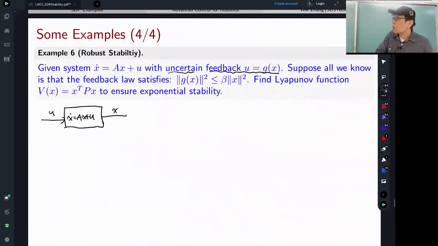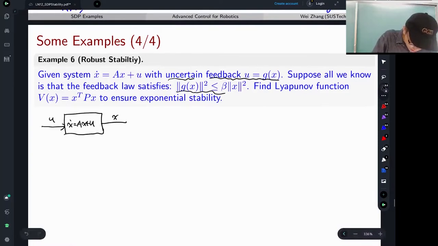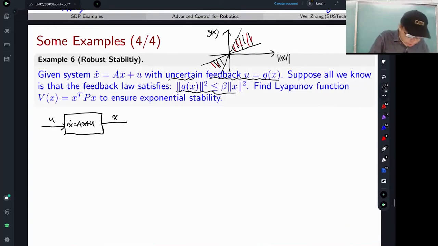So I don't know what my U is, and maybe some feedback channel is corrupted by noise. I don't know exactly its form, but all I know is that the feedback control as a function of X satisfies this sector constraint. If you look at this constraint, suppose this is my X norm, this tells us basically this sector form. If this is my G of X, the norm, then you can look at this as a gain.